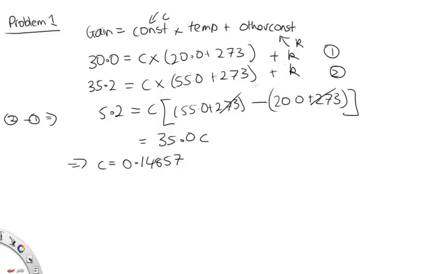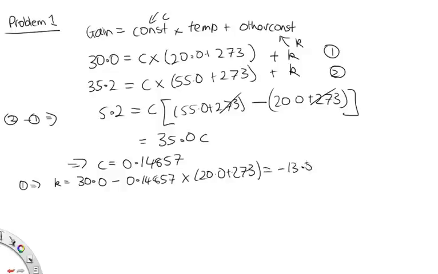Now we can get k. Let's substitute into 1. So 1 tells us that k is equal to 30.0 minus c, which is 0.14857, times 20.0 plus 273, which is equal to minus 13.53. So now we want to find the gain at 28 degrees.